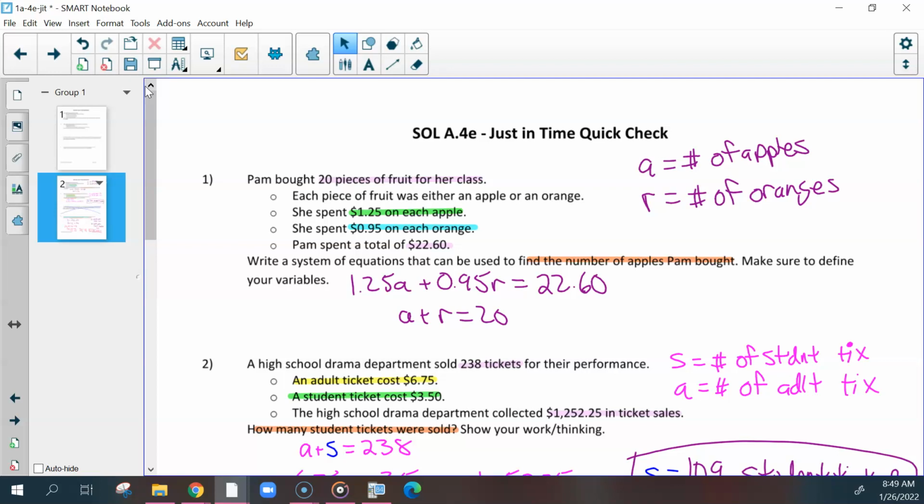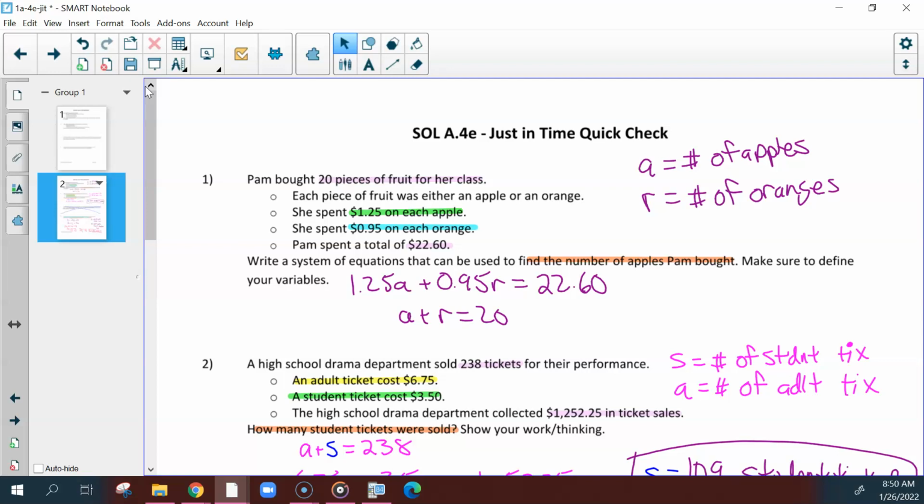So 1.25 times whatever you use for apples, and then 0.95 times whatever you use for oranges. I would probably avoid using O, just in case you mistake it for a 0. And then equals the total spent.